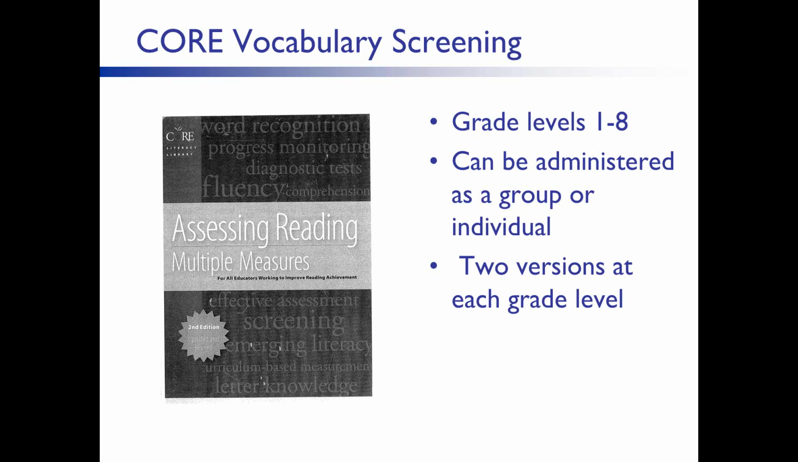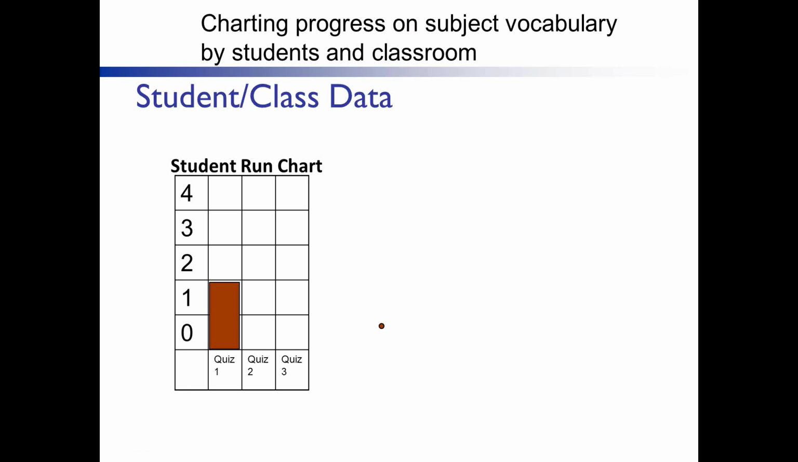Actually, there's a great vocabulary screening in it, but if you look at the actual book on the left-hand side, it's called the Core Literacy Library. It's a book, it costs about $50, and it has a list of diagnostic assessments in all of the areas of literacy. It really gives you different versions at different levels, and can be administered different ways. Really awesome.